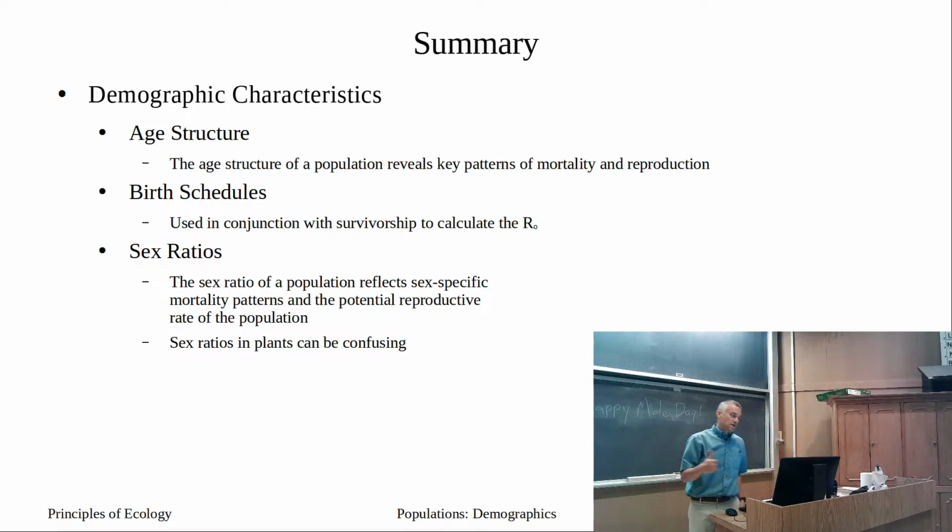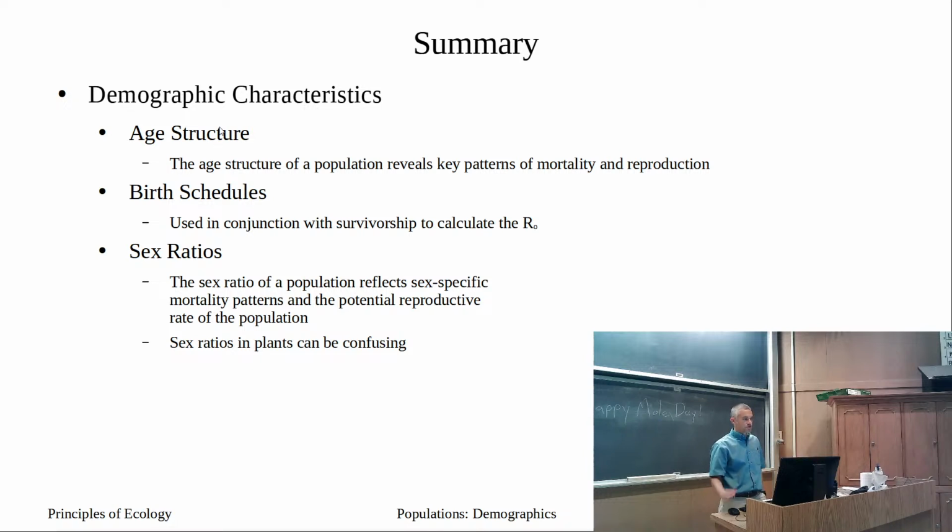All right, so we finish up with these demographic characteristics. Age structure is the distribution of individuals across the various ages. And that could reveal patterns in mortality and reproduction. So if you have a very quick drop-off in the number of individuals within a few ages, that suggests that those ages probably have a lot of mortality. And from this age structure, we can make survivorship curves and compare them, and also make predictions about potential population growth or decline.